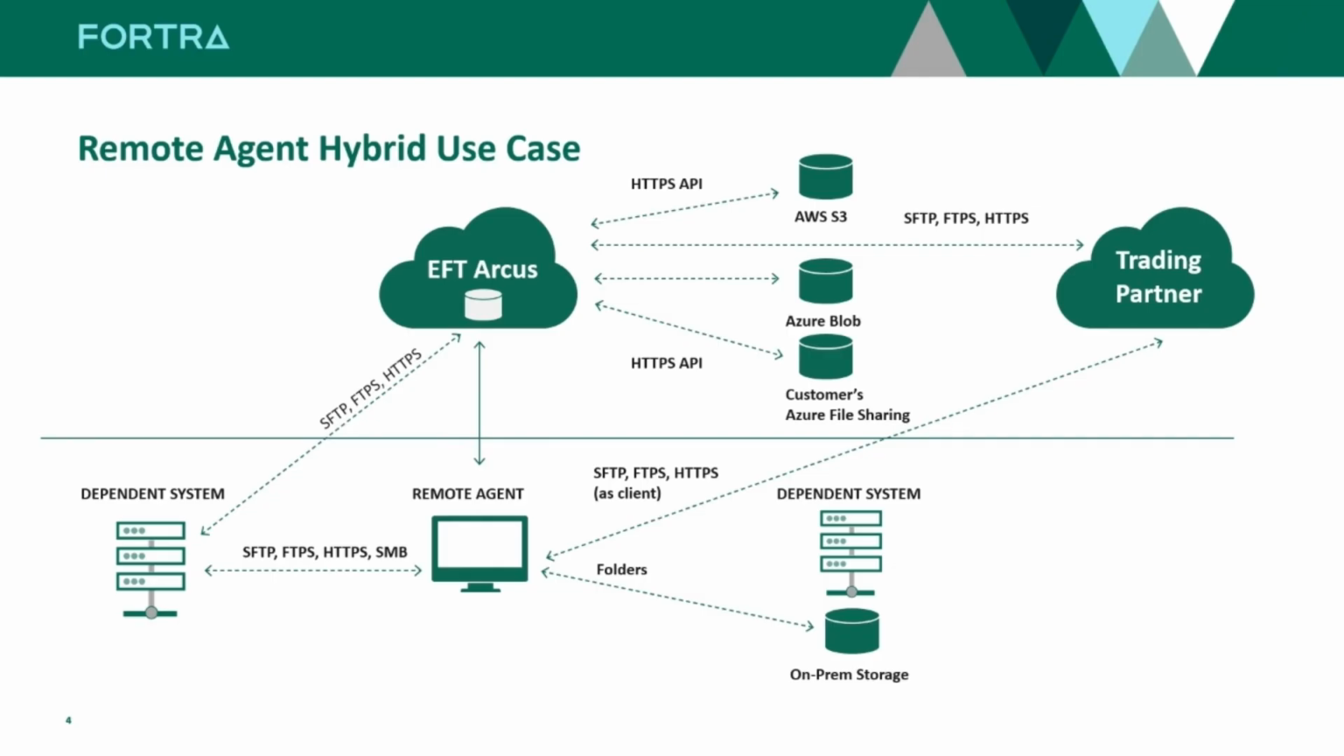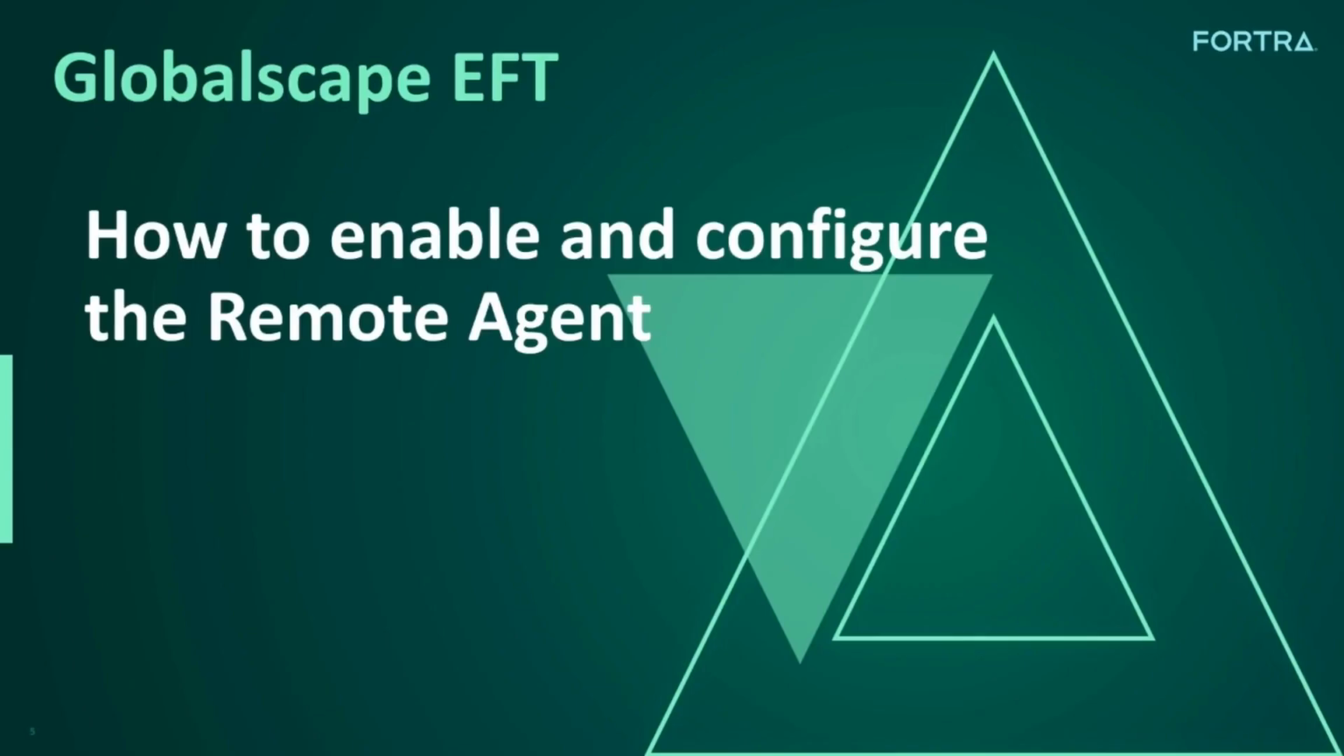Now in this diagram, we're showing how the RAM agent is used in conjunction with our cloud-based EFT solution known as Arcus. Since Arcus is present in Azure, the RAM agent acts as a link to move files between the Azure environment and on-prem dependent systems. This is only one of the use cases for RAM agent, but it can also be deployed with on-prem EFT in numerous other use cases.